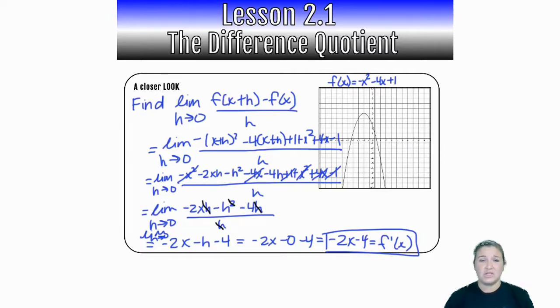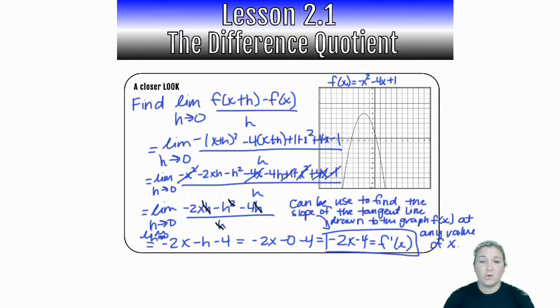So this function allows us to find the slope of the tangent line for any value of x where x is defined over f of x. So the derivative is the slope of the tangent line. If I find this, I can find the slope of the tangent line at any value of x that I want instead of having to plug it back in. So this is called the difference quotient.